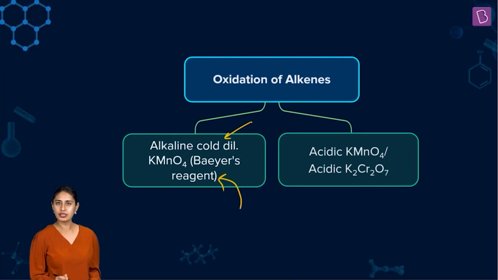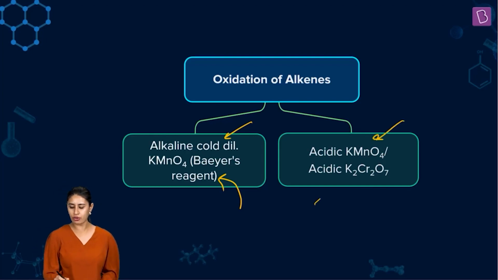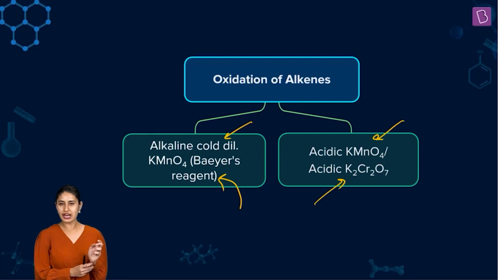The name of the reagent, that is Bayer's reagent, and the work of this reagent, that it is going to do oxidation, should be high definition, crystal clear. What is Bayer's reagent? Nothing but alkaline cold dilute potassium permanganate, KMnO4. Alkaline means basic medium. Cold, you know. Dilute, you know. Acidic KMnO4 and acidic K2Cr2O7 are different. If I say acidic KMnO4, that's not Bayer's reagent. Bayer's reagent is only when you have the alkaline cold dilute KMnO4.